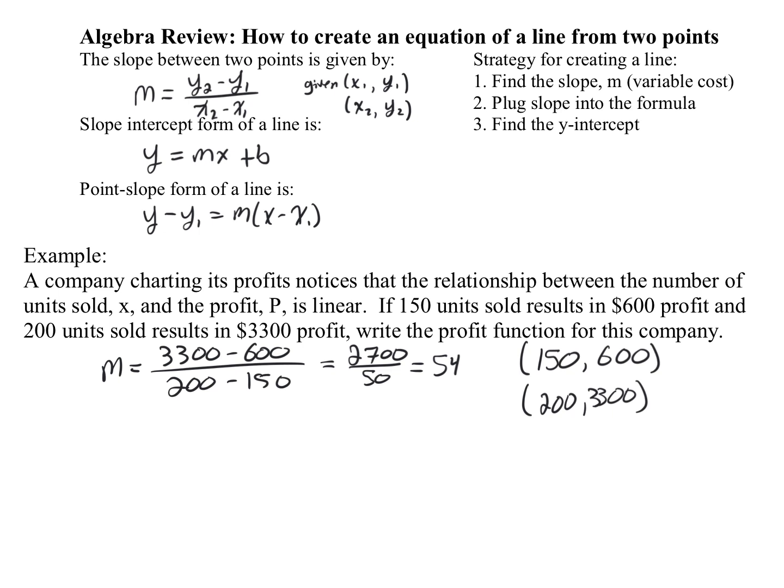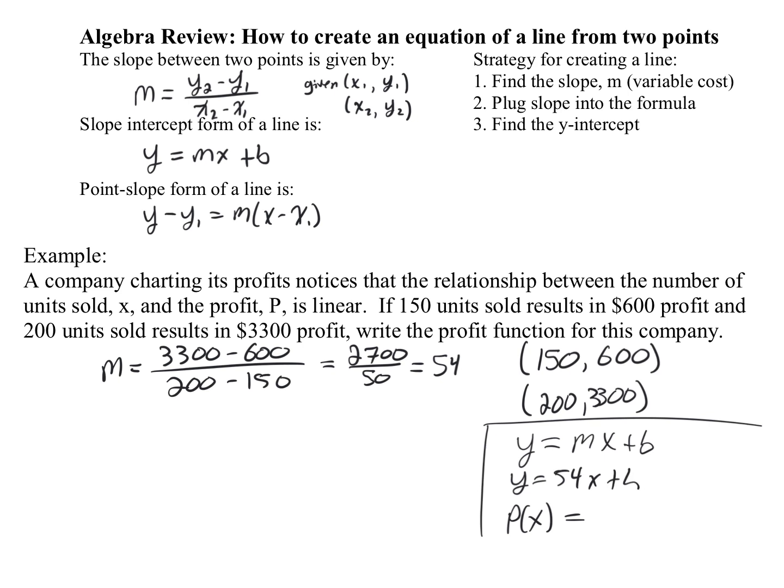To come up with the equation of our line, I'm going to use that slope-intercept form that's listed first: y is equal to mx plus b. The reason I'm picking this is because they do want a profit function. So eventually, I'm just going to replace y with p of x. My final answer here is going to be p of x is equal to something. Now, at this point, we're basically at step 2. We need to plug the slope into the formula. So y would be equal to 54x plus b. And the only thing we don't know yet is what b is.